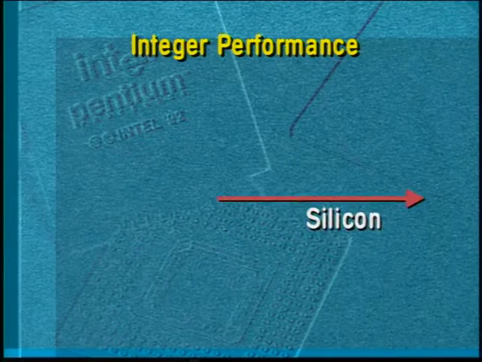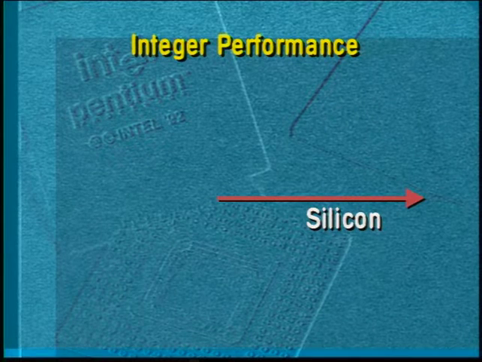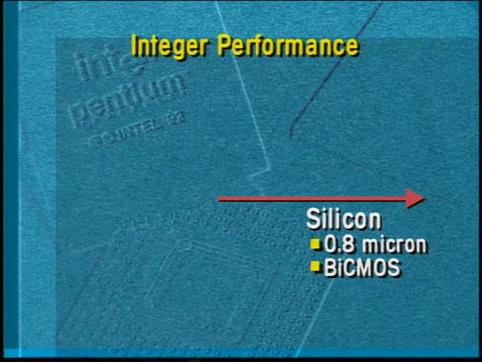Now, where did this performance come from? I believe that we've really developed the performance along 3 dimensions. And let me go into each of these in a little more detail. Along one dimension, we have silicon technology. And here with the Pentium processor, we've applied 0.8 micron BiCMOS technology as our latest and greatest process.